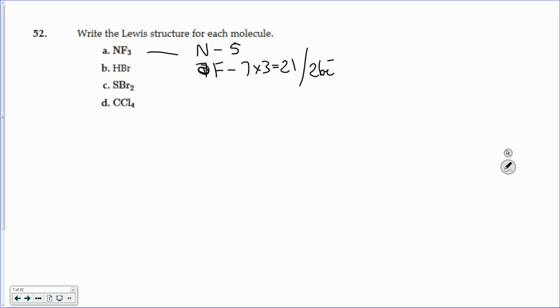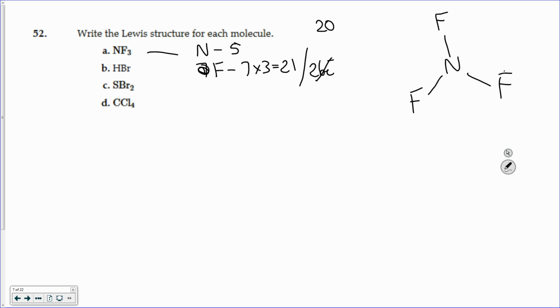All right, the halogens are always terminal. So I'm going to put the nitrogen in the center and surround it by these 3 fluorines. The first thing I do is draw a single bond to each. There are 3 single bonds that use 6 electrons, so that took me down to 20.